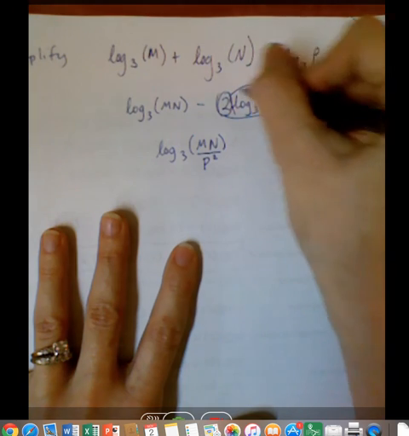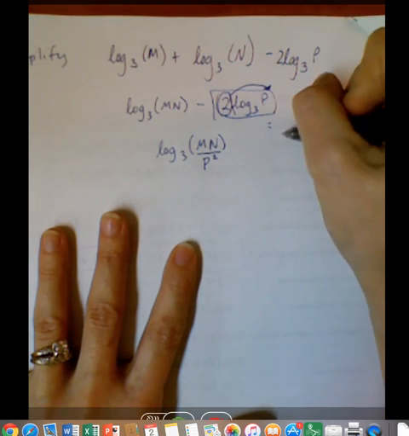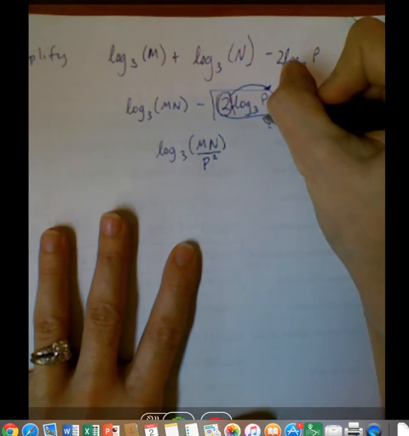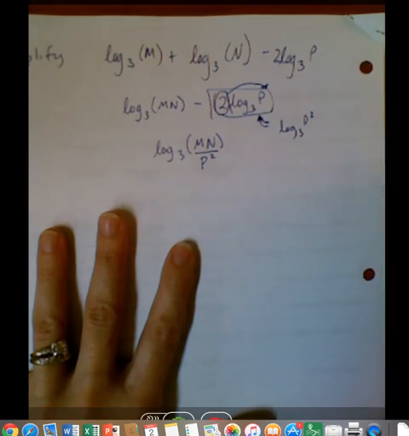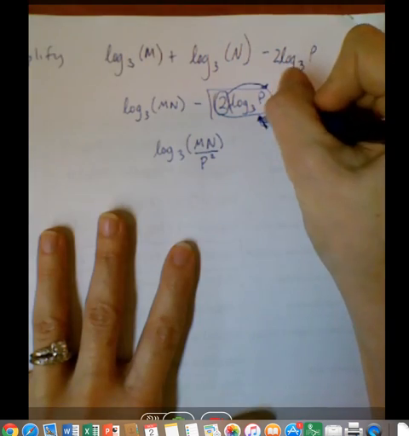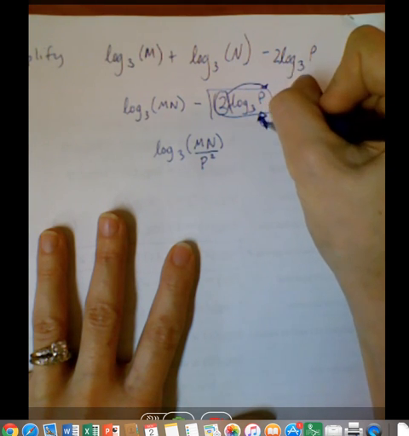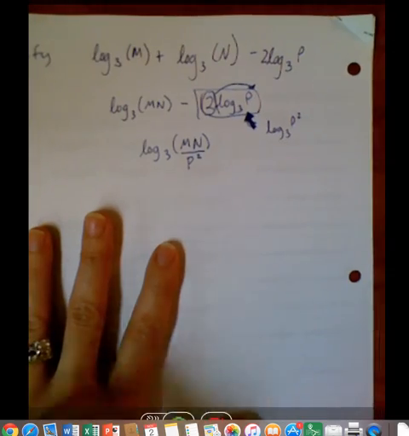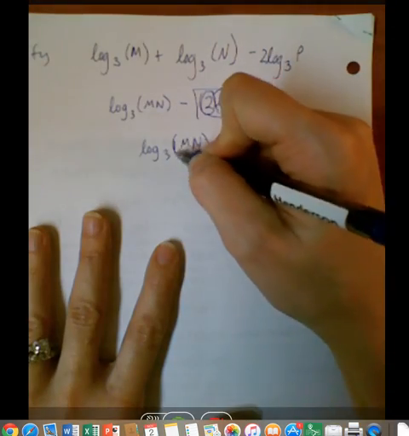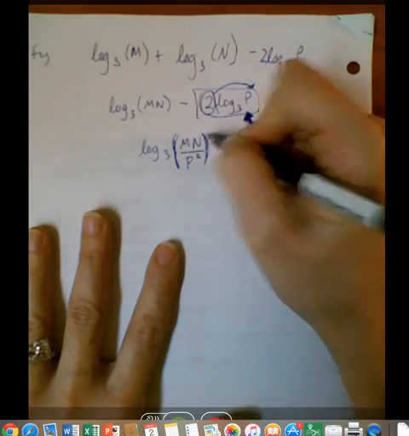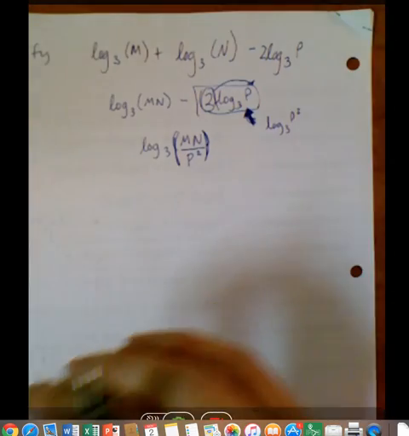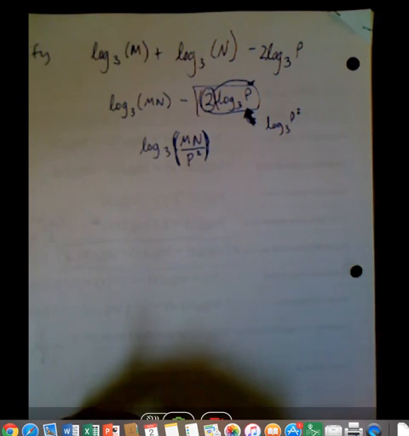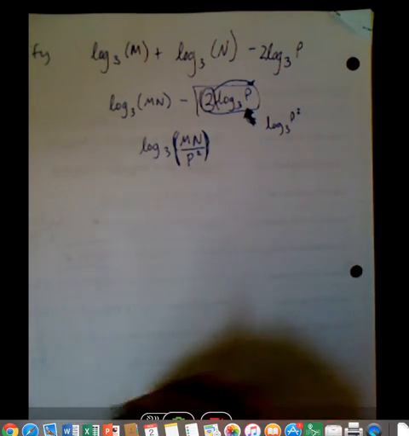So that 2 came back up here. This part of this whole thing could be written as log base 3 of p squared. So those two values are equivalent. So if I'm going to write this as a single term, that's how you can write it. Okay. All right.